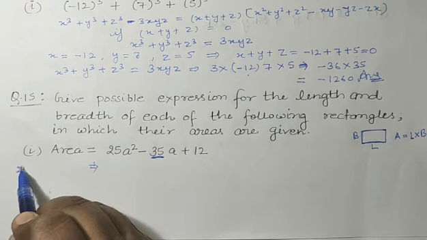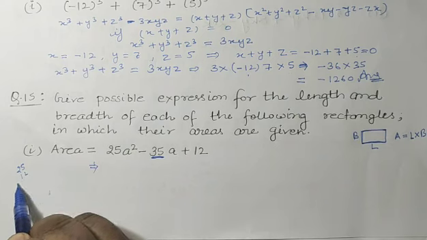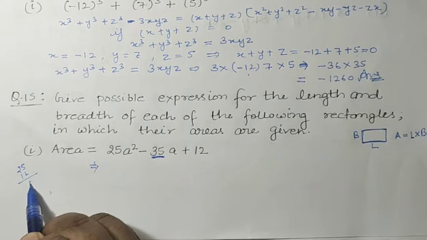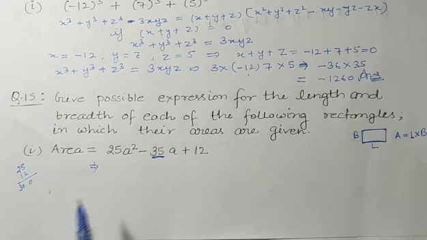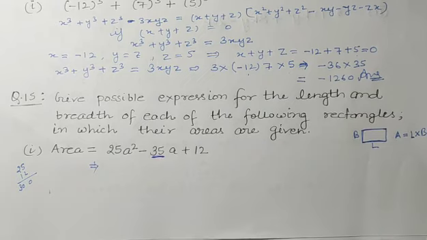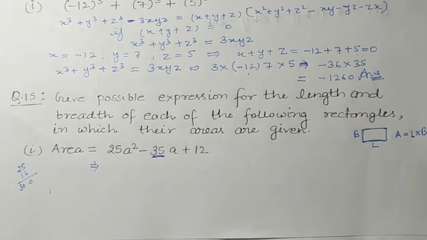So firstly we have to find 25 into 12. 25 into 12 will be what? 12 5s are 60 and 12 2s are 24 and 6, 300. Means we should get a product of 300 by splitting 35. So how will we get it, students? Product as 300 and sum or difference as 35. Think about the numbers. So what can be the numbers, students?